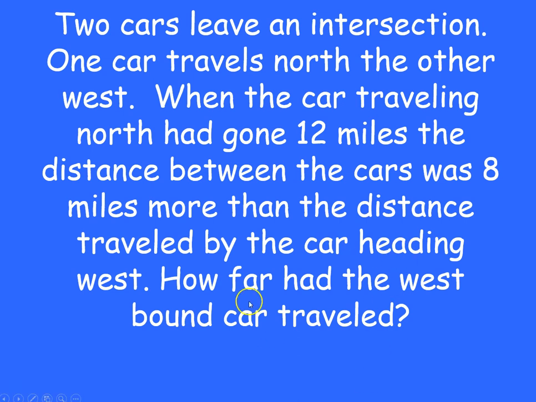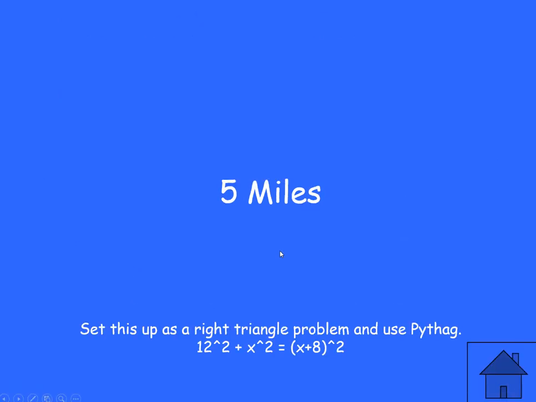Time's up. Let's take a look. Hopefully you've unpaused the video. The correct answer here is 5 miles. It should be leg squared. One of the legs is 12. The other leg we don't know, so that's x squared. And that equals (x plus 8) squared. You then square those values and solve to get the answer of 5.